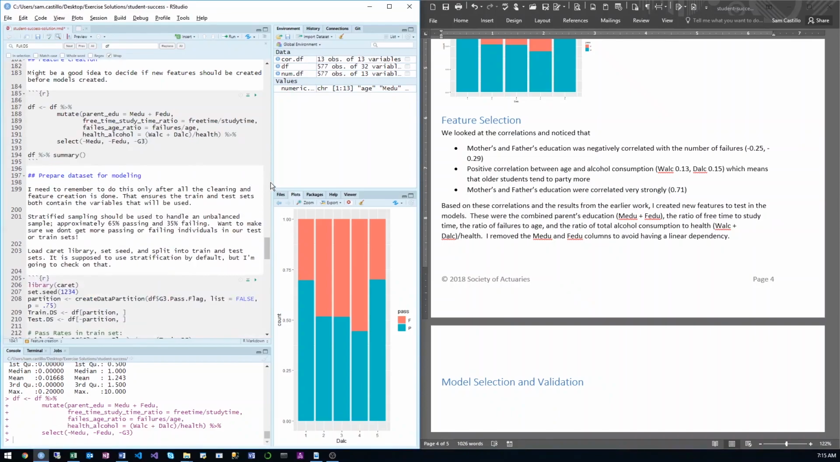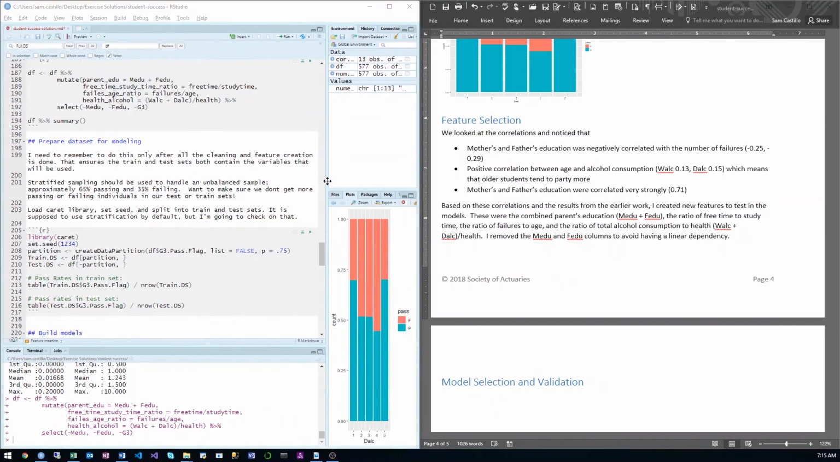Okay, next task, prepare data set for modeling. I need to remember to do this only after all the cleaning and feature creation is done. That ensures the training and test sets both contain the variables that will be used. Stratified sampling should be used to handle an imbalanced sample, approximately 65% passing and 35% failing. We want to make sure we don't get more passing or failing individuals in our training or test sets.